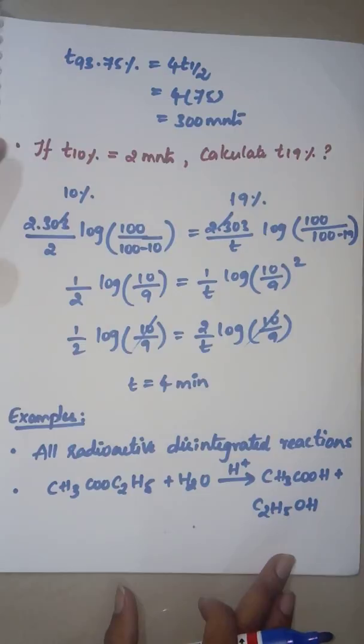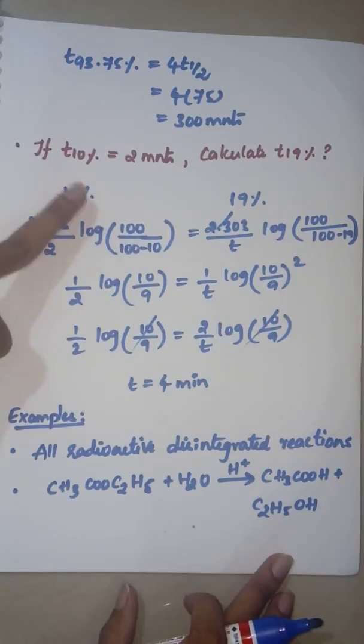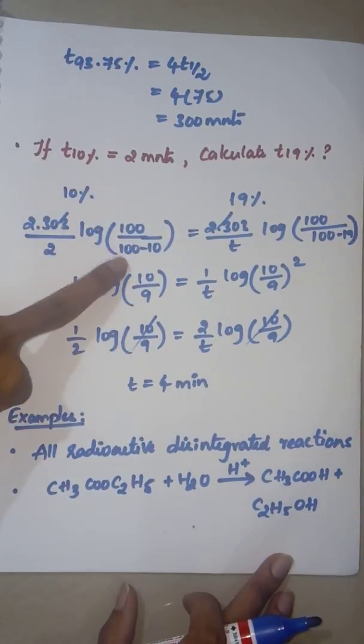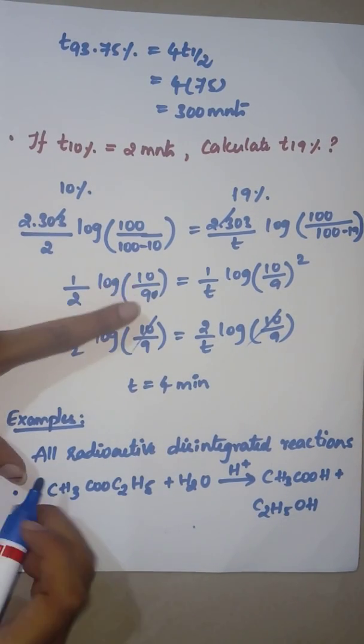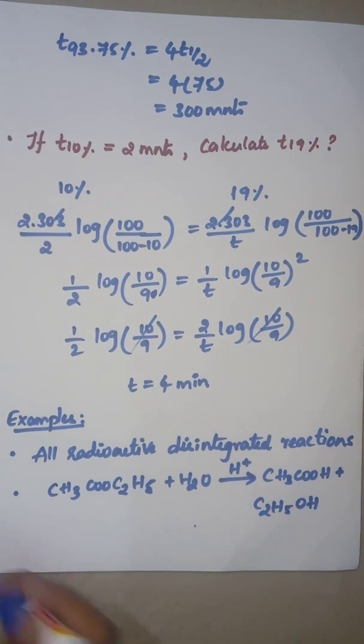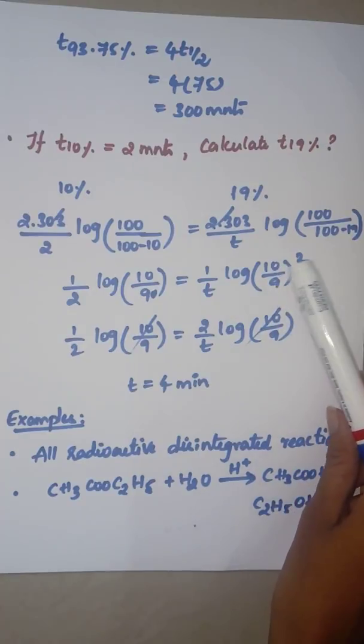Another question, a little different from the previous one. Let's say you have been given t 10% as 2 minutes, and then calculate t 19%. Okay, then you take t 10% and 19%, apply the formula 2.303/t log a/(a−x), substitute the values. If this is decomposed, left out will be 100 minus 10 is 90. Just a minute. Okay, it's 90, not 9, right? This is 90, and then here it is 100 minus 19 is 81, right?